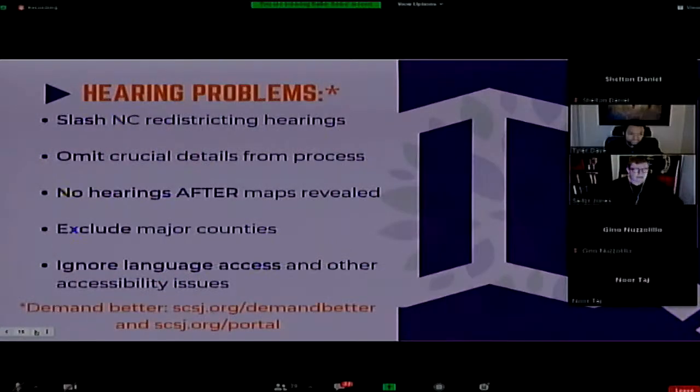Now, there were hearing problems as well. I'm going to go quickly through them. They've slashed redistricting hearings this year. Again, I told you there are 13 sites. They're going to have hearings across the great state of North Carolina. We had over 60 sites for redistricting hearings back in 2011. We can do better. They've omitted crucial details from the process, friends. Less than a week before these hearings, they're giving us address information. Many people in Caldwell County last night, because the address information came so late, went to a different location. They missed the hearing because the General Assembly omitted crucial details from the process.